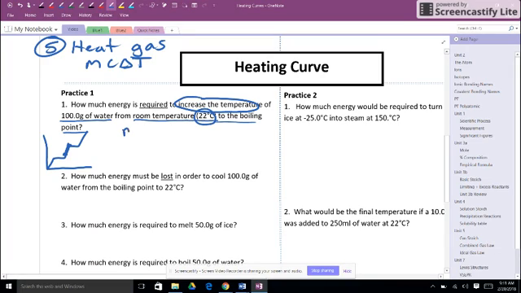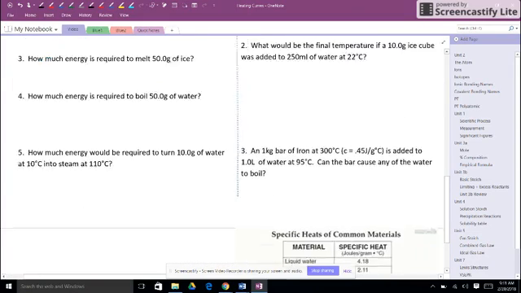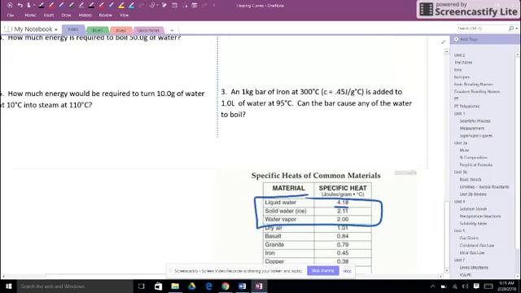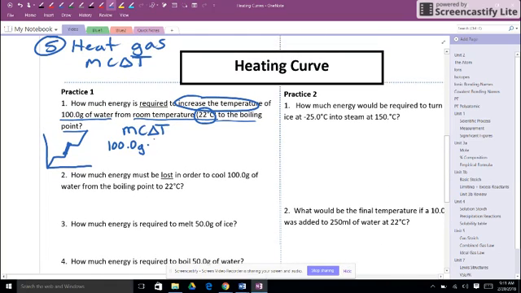So we're going to do MC delta T. The mass of my sample was 100 grams. The specific heat of water, down here, I did give it to you the other day. Liquid water, 4.18 joules are required to raise 1 gram of the substance 1 degree Celsius. So 4.18 joules per gram degree Celsius. I find it useful to write down all the units so that I know that the joule will be my ending unit and not a kilojoule.